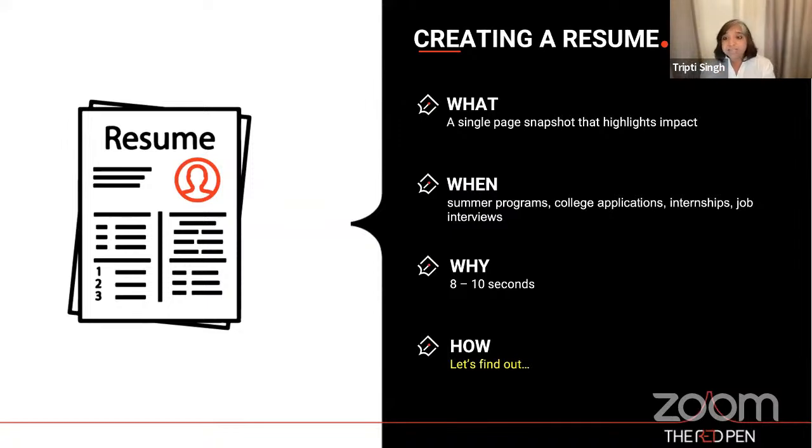Now, in 8 to 10 seconds, for anybody here who has less than 10 years of work experience, your entire narrative needs to be in one page.